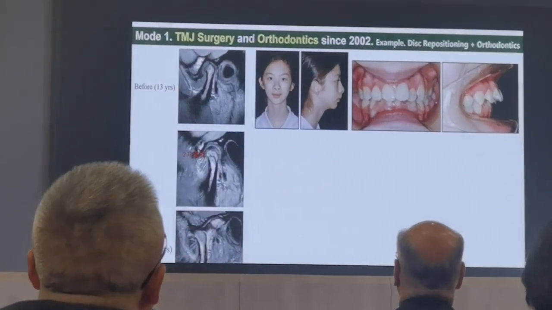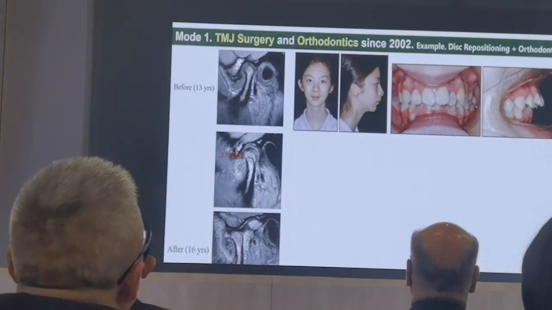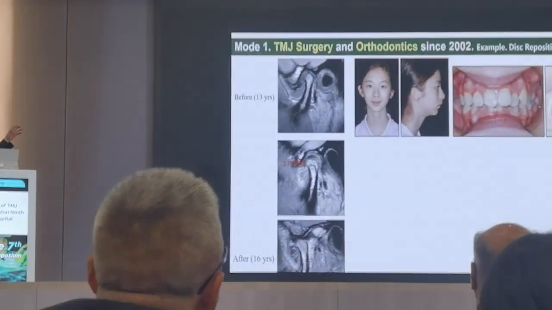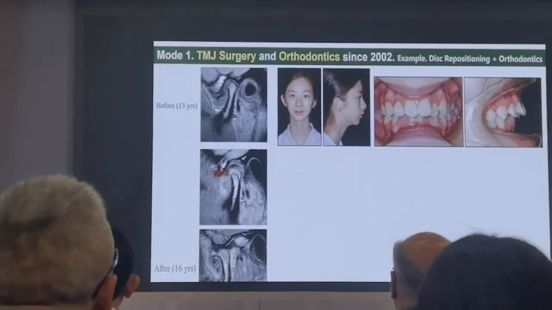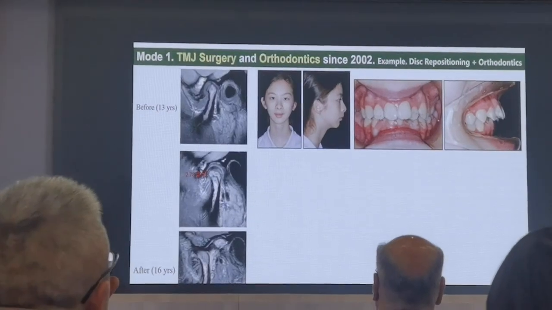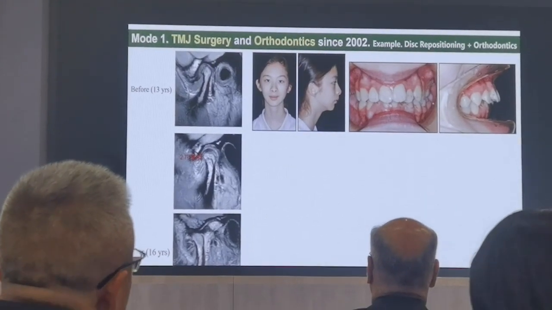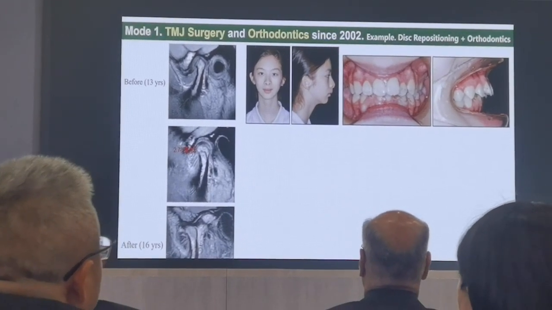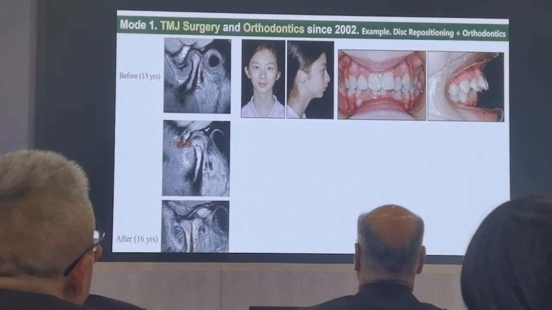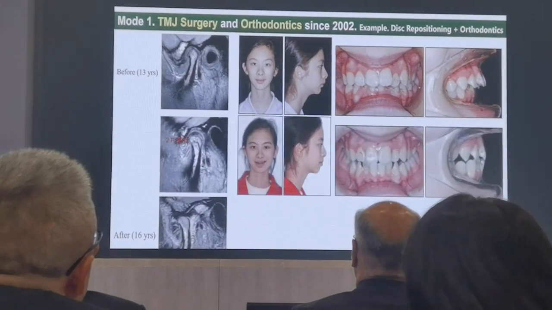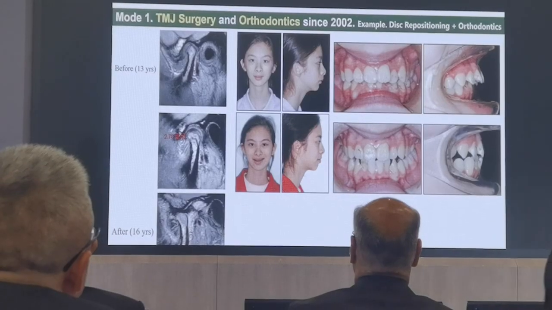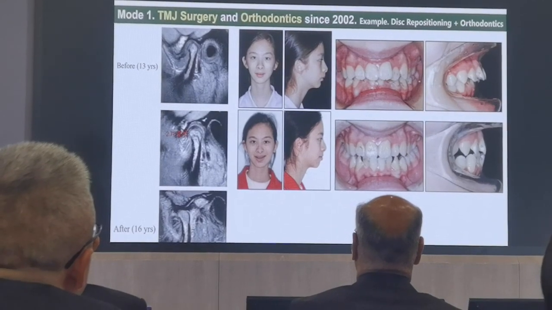There are several models here. That is model one: TMJ surgery and orthodontics combine the treatment, for example, physical rehabilitation plus the orthodontic treatment. That is a teenager, 13 years old. That is about 4.